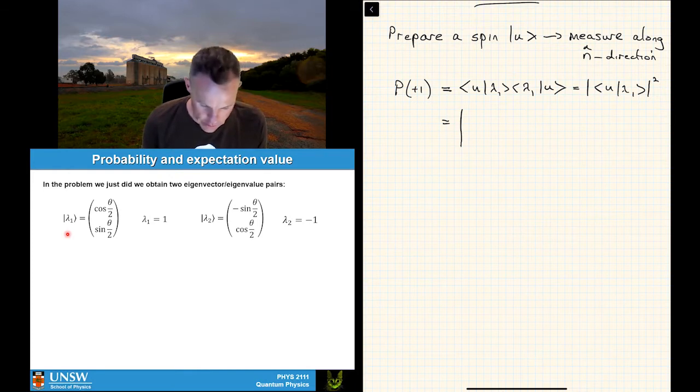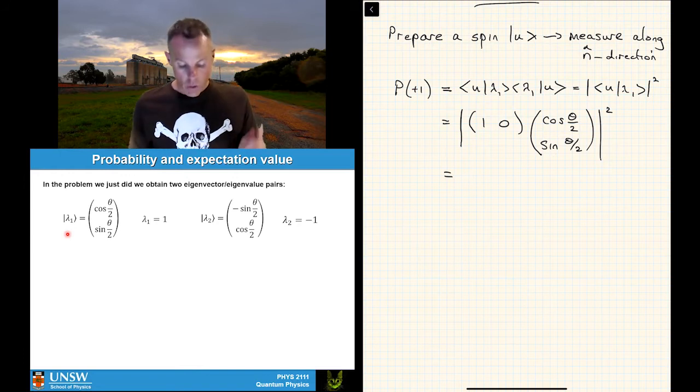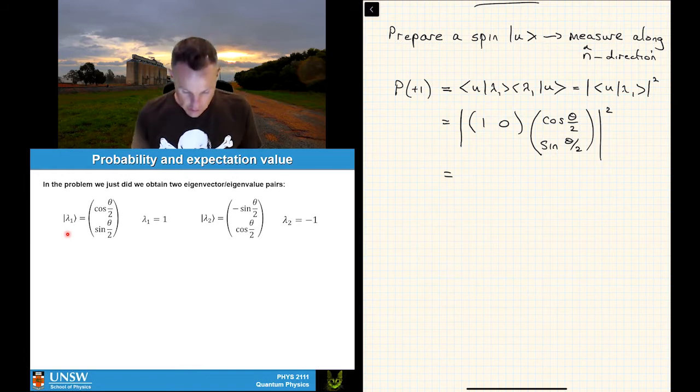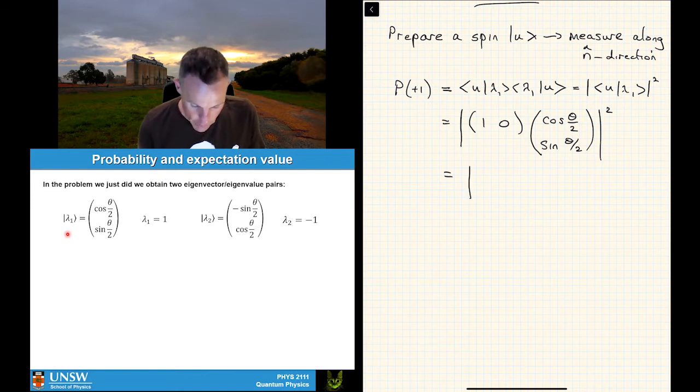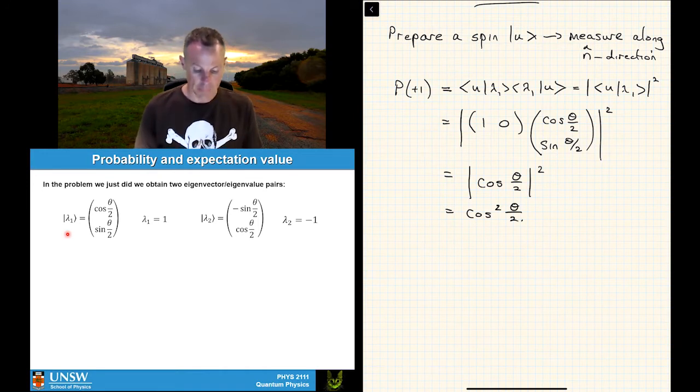So what we'll do here is this. Our up vector here will be 1, 0. Our lambda 1 vector here will be cos theta on 2, sine theta on 2. Take the square here. And of course, when we do this product, 1 times cos theta over 2 plus 0 times sine theta over 2, we're left with just cos theta on 2 squared. And of course, the absolute value of cos takes care of itself, so it ends up being cos squared theta on 2 just here. Okay.